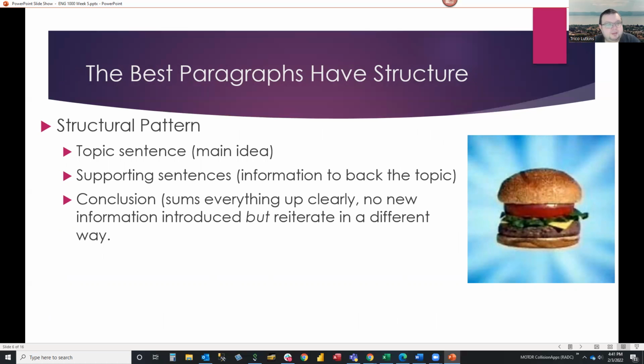So the best paragraphs have structure. Like all writing, you want a nice structure so everything flows together well. The structural pattern for a paragraph is almost like a miniature essay. You have your topic sentence, your main idea, almost like the thesis of an essay. Then supporting sentences, which are information that backs up your topic sentence, like the body of an essay but in the middle part of the paragraph. And then a conclusion that sums up everything clearly. No new information is introduced, but it's reiterated in a different way.